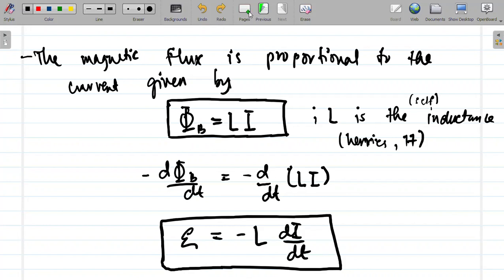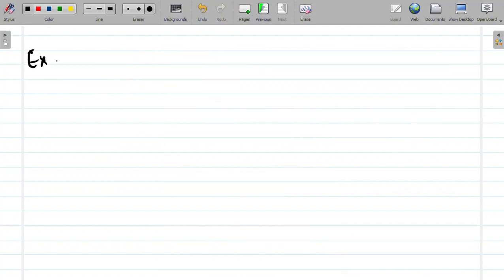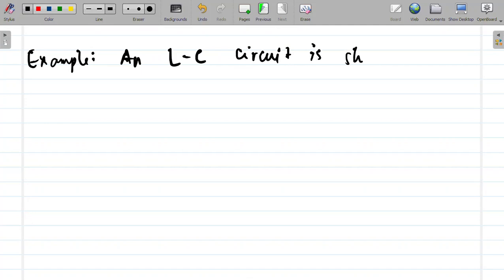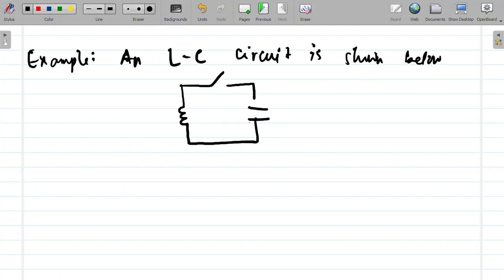Let's take an example: an LC circuit. An inductor-capacitor circuit is shown below. The inductor has this symbol in circuits. The capacitor is drawn like this. Then you have a switch, which you can turn on or off to close or open the circuit. You have an inductance L and a capacitance C.